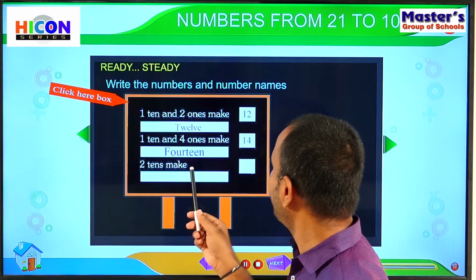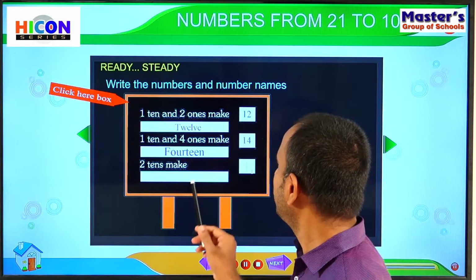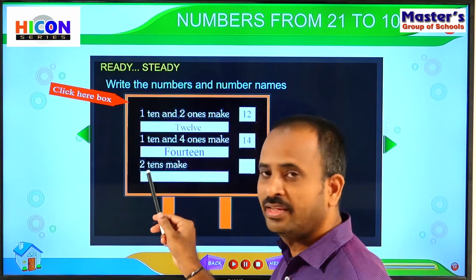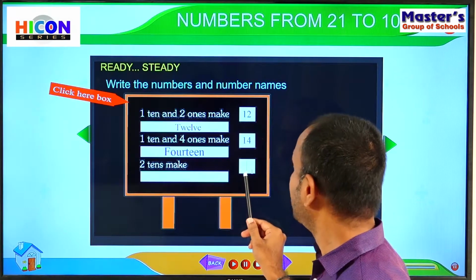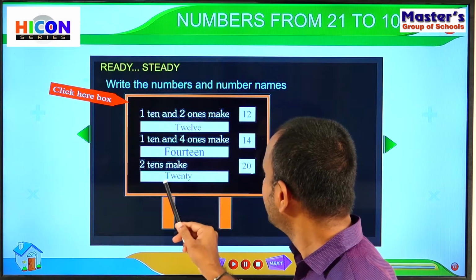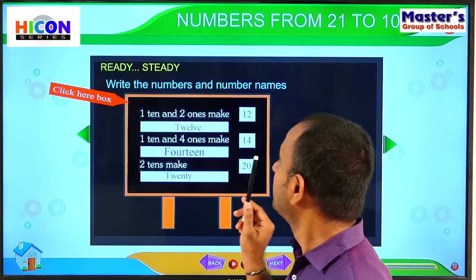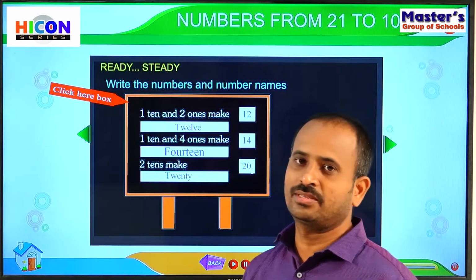So, if there are no ones, that means 0 is there in the ones place. So, here is the 0 ones and here is the 2 tens. So, the total becomes how much number? 20. So, this number name is 20. So, children, in this way, we can write number names for the given numbers.